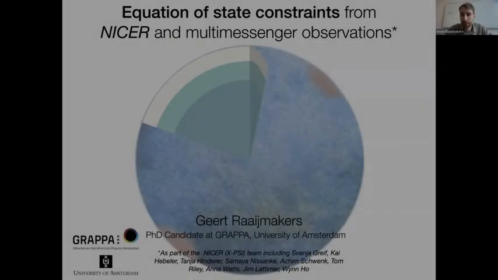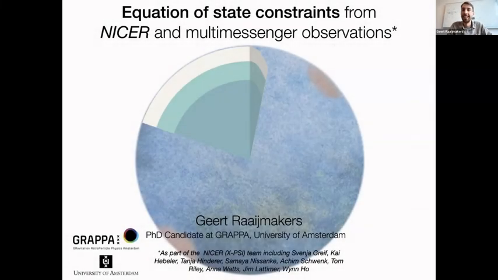I'm Geert Raaijmakers. Sorry. I'm a PhD candidate at the University of Amsterdam. And today I'm going to be talking about equation of state constraints from NICER and multi-messenger observations.